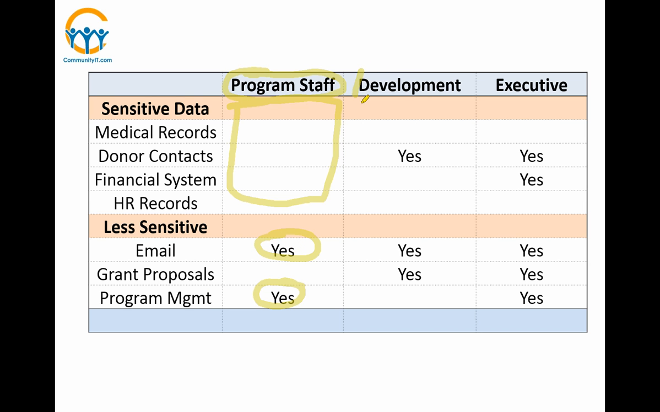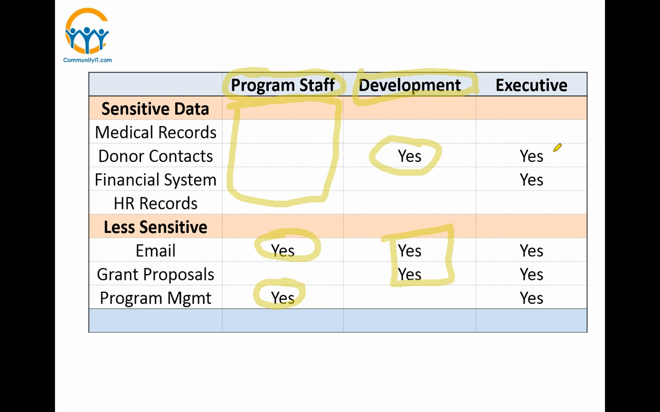What about your development staff, your mission advancement group? They have access to donor contacts. They don't have access to any of these other things, but they're working with donor contacts on a daily basis. That's very sensitive information. If your donor contact list got corrupted or leaked out, and you have some very high profile donors whose contact information became publicly available, that could be a huge disaster for the organization. So that's sensitive data that needs to be kept in mind. They also need access to email and grant proposal data, but the grant proposal isn't that sensitive.